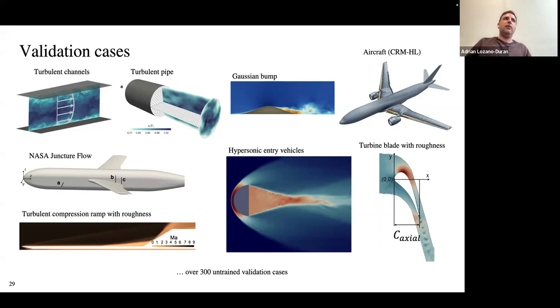So we are really trying hard to build a benchmark collection of cases that is as wide as possible. And we have a variety of things. Some of them are very simple, like the 2 channel flows or just a pipe. Then we increase complexity. These are bumps or aircraft-like. We also have cases with high-speed flows like a compression ramp or hypersonic, turbine blades. We have also airfoils. In total, we have many of them.